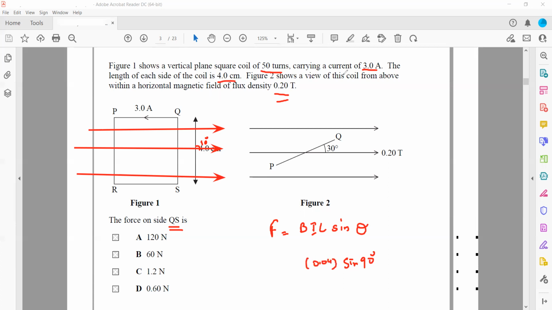I is the current which is passing through, so 3 amperes. The strength of the magnetic field is 0.2. So F equals BIL sine theta, where B is the strength of magnetic field, 0.2 Tesla, I is the current, 3 amperes, L is the length, 4 centimeters or 0.04 meter, and theta is the angle between the path of the wire and the magnetic field.